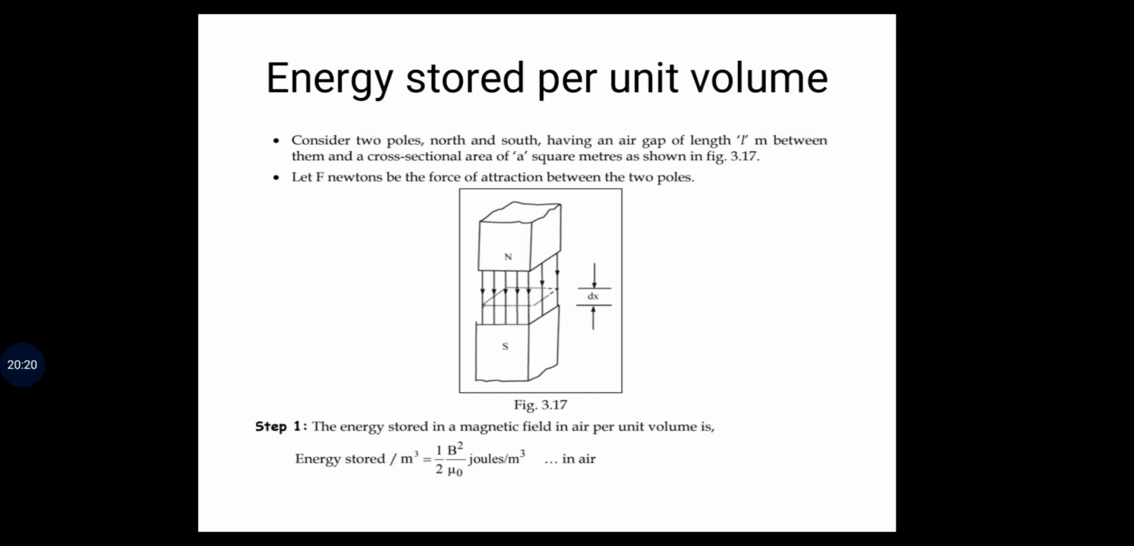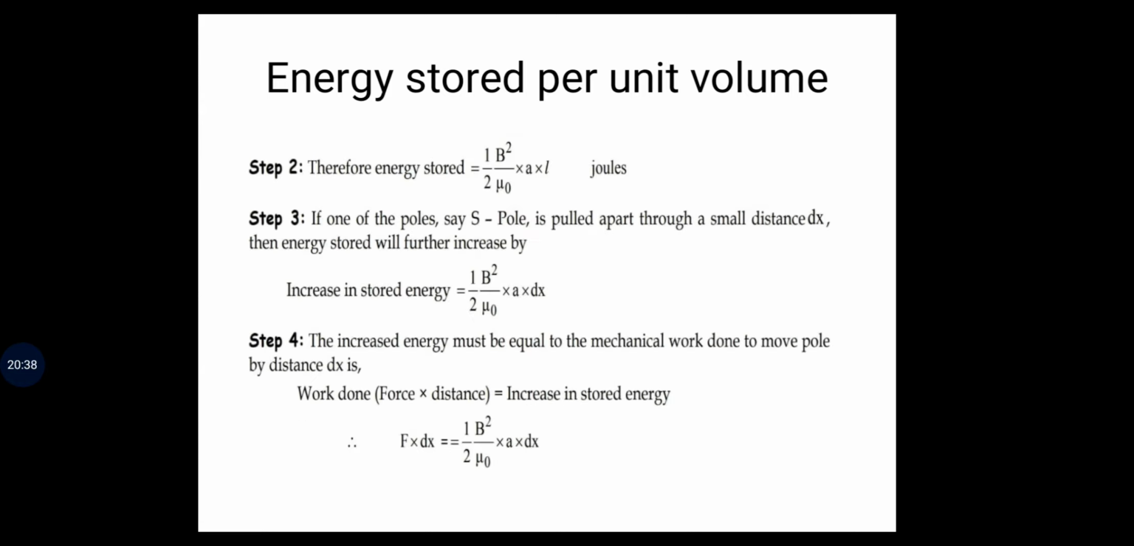Then the energy stored in the magnetic field in air per unit volume is half B square by mu naught joules per meter cube. That equals half B square by mu naught into A into l joules. Here we take one of the poles, the S pole, and it is pulled apart through a small distance dx.